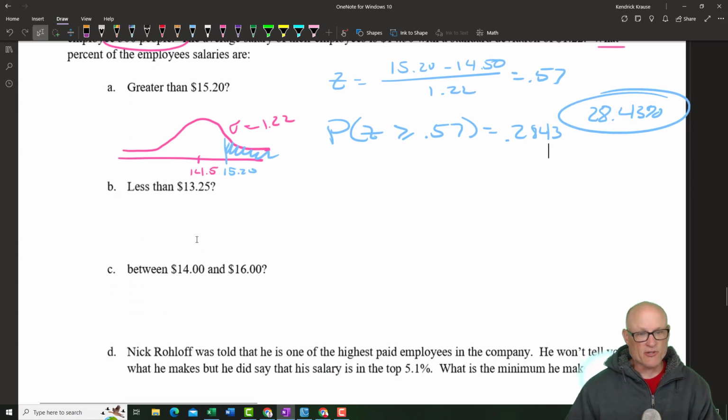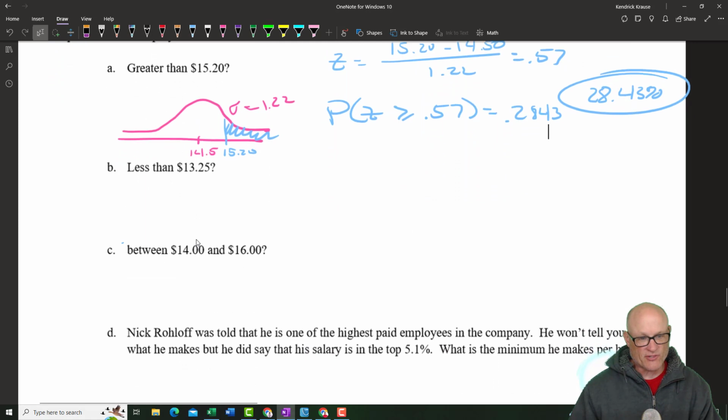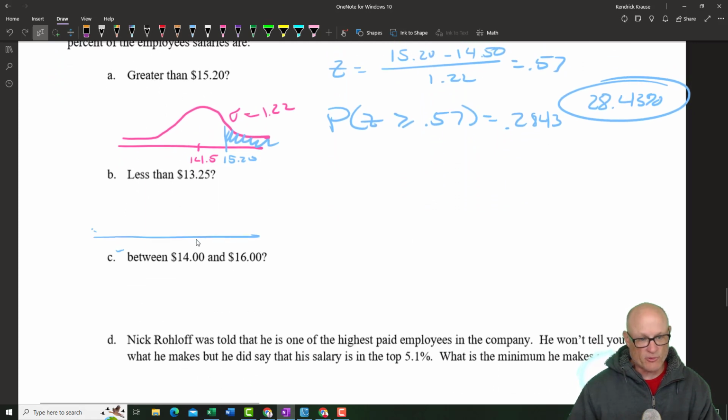All right, less than 13.25. So it's going to be the same normal distribution curve, hopefully not as bad as this one. It's really hard to draw with this stupid pen. And this is 1450, with a standard deviation of 1.22. And we want less than, so we want that.